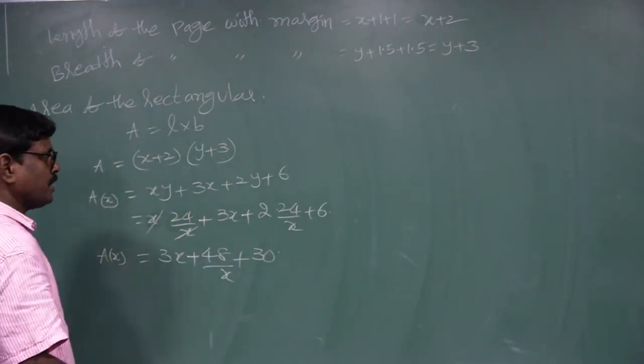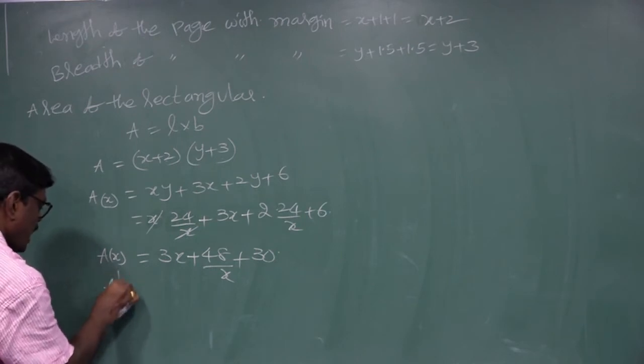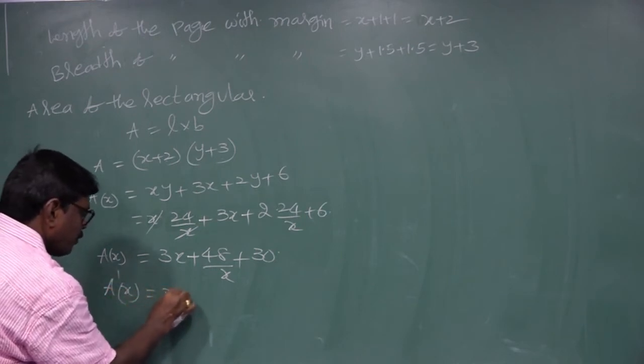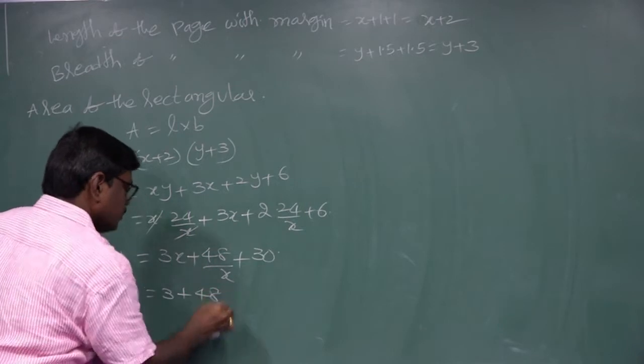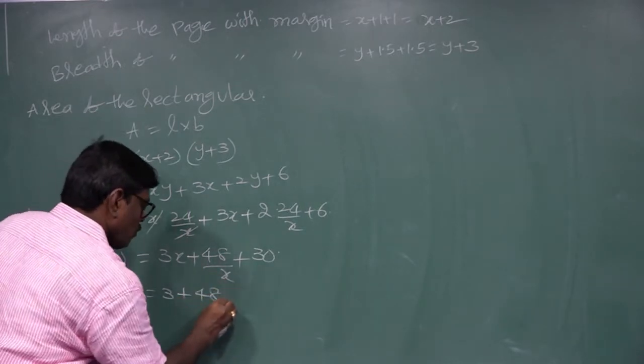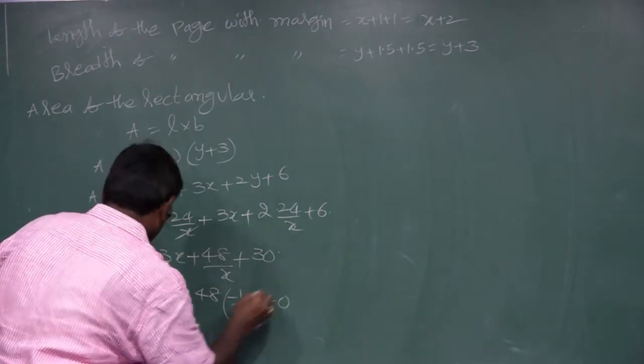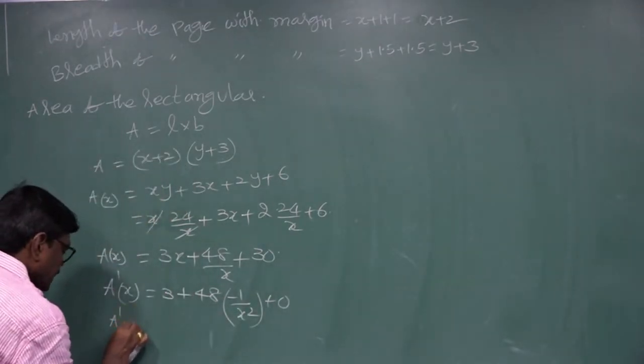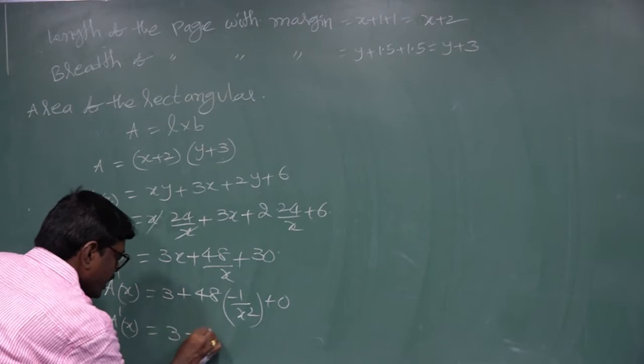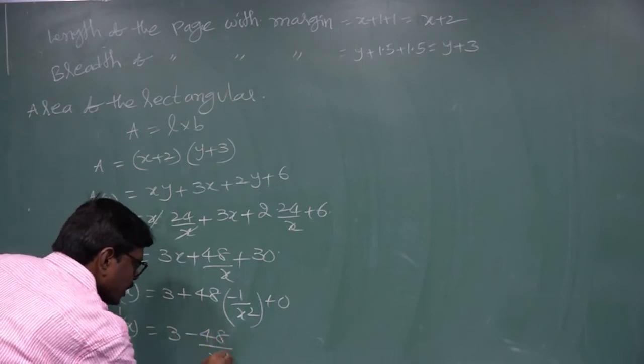Differentiating with respect to x, A dash x equal to 3 plus 48 into the derivative of 1 by x, which is minus 1 by x square. The constant is 0. A dash x equal to 3 minus 48 by x square.